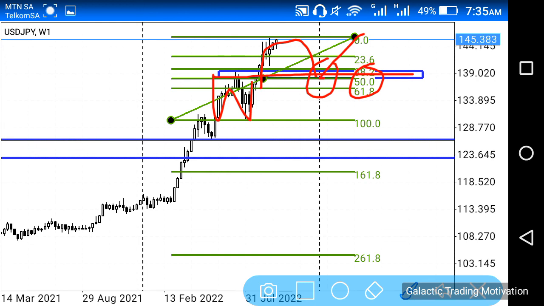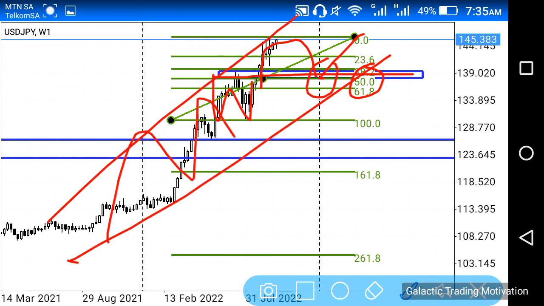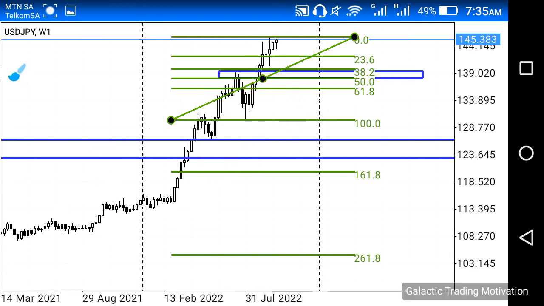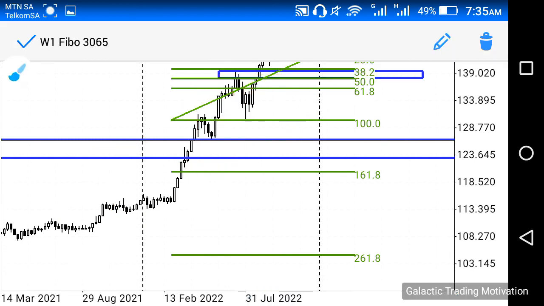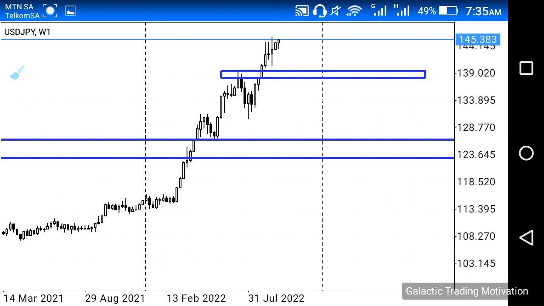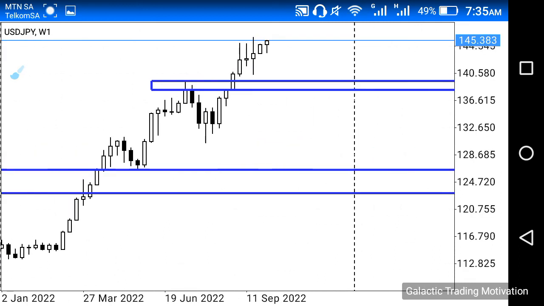Because at the end of the day, we are still pretty much in an uptrend, as you guys can see, right? I hope that is clear, right? Anyway, let's proceed. I'm just going to delete this. So what else do we see, guys, in regards to the weekly chart?